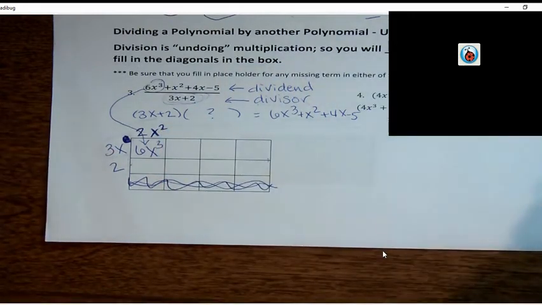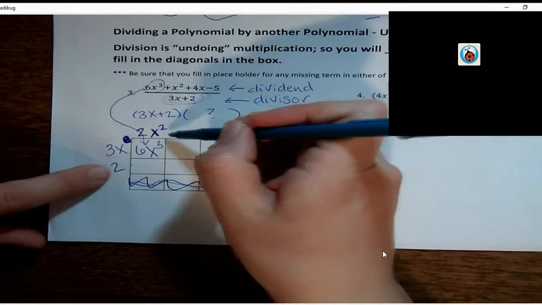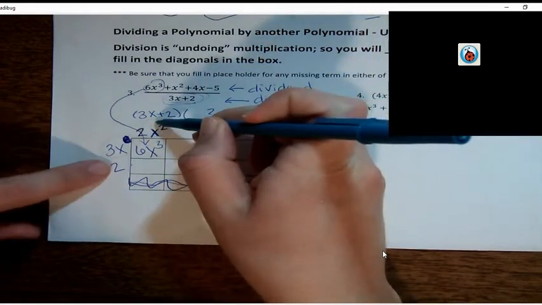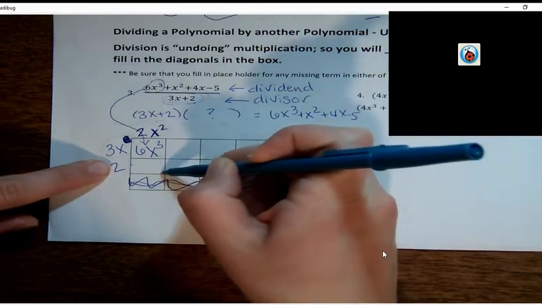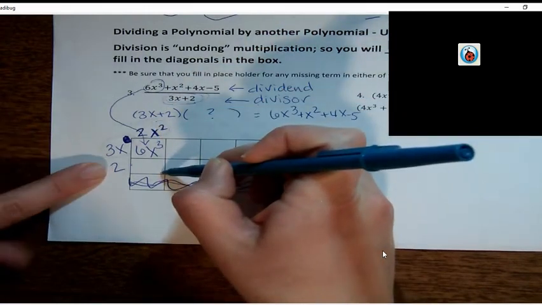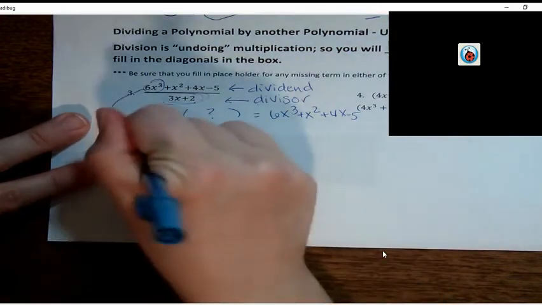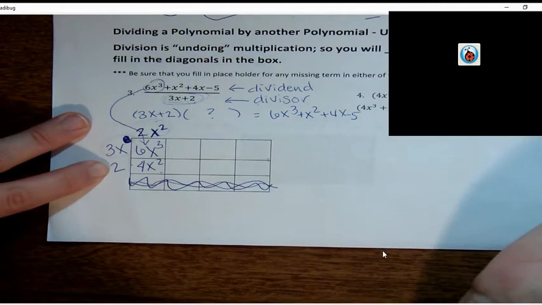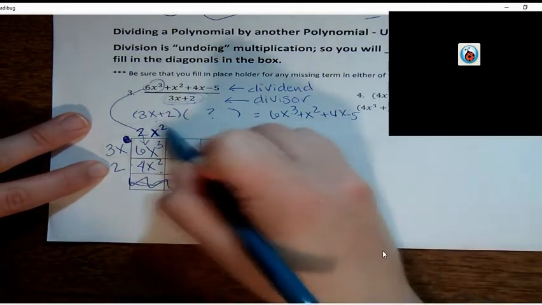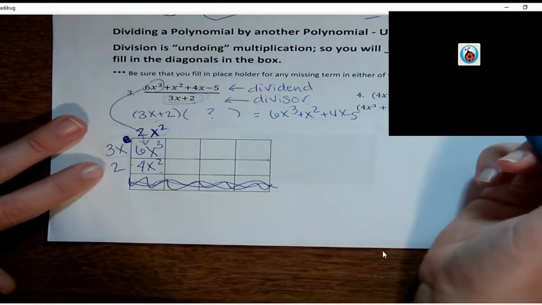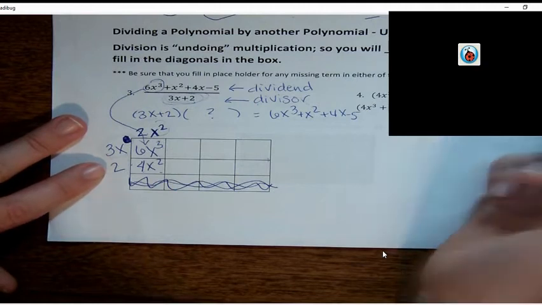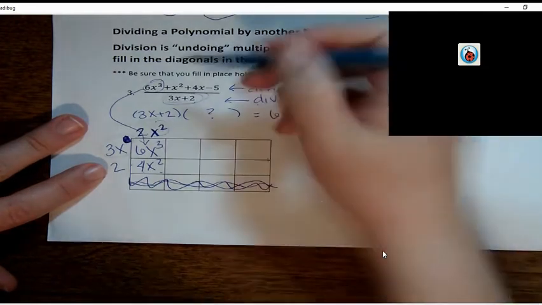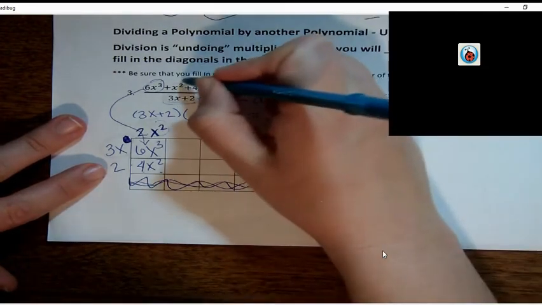Okay, so now I have another thing that I can fill in. I have 2x squared right here, and I have a 2 right here, which means I should be able to fill in this box. So 2x squared times 2 is 4x squared. I'm just multiplying the 2 coefficients. 2 times 2 is 4, and then I have to include my x squared from up here. So now I have 2 of my boxes filled in. I need to look at my next term. So my next term is right here, x squared.